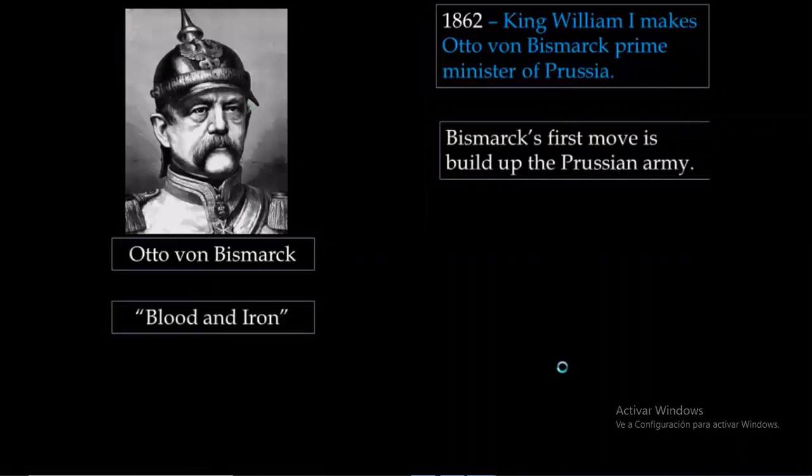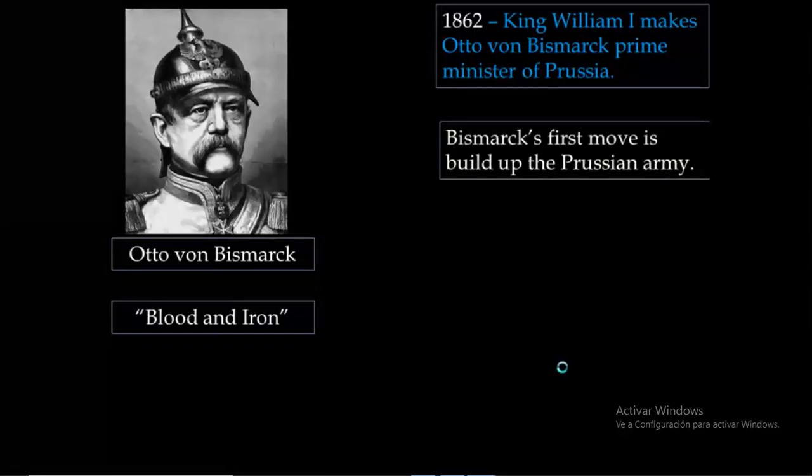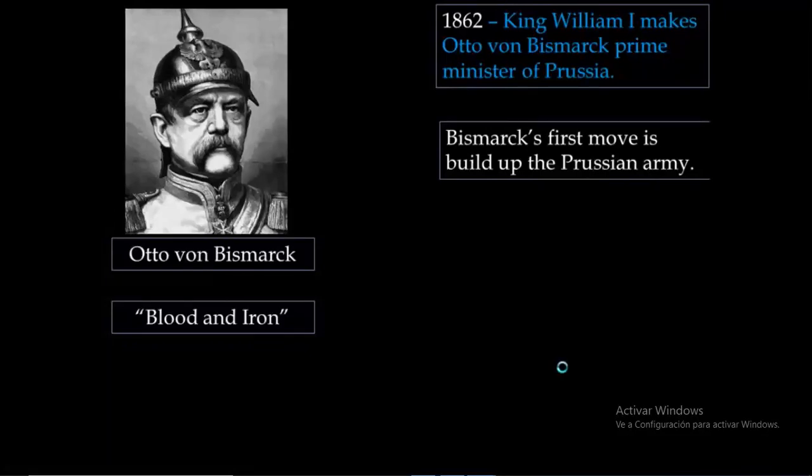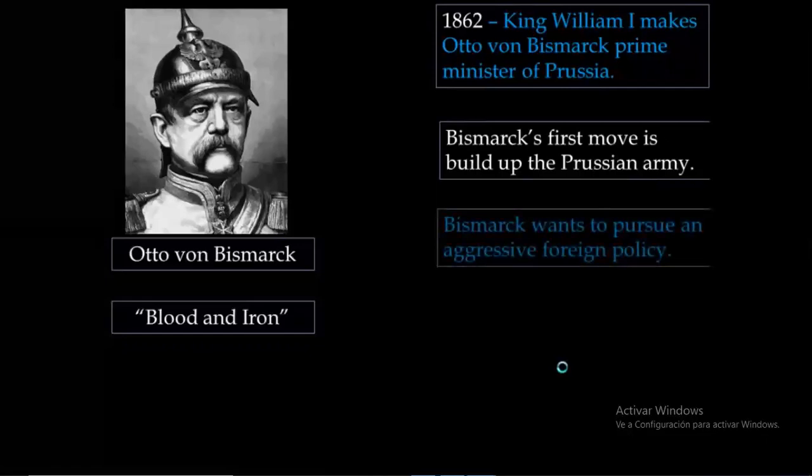And Bismarck is going to give a speech in which he declares Prussia needs to build up its forces based on blood and iron, essentially warfare and industrializing the country. And so his first move is to build up the Prussian army. Only problem is the legislature in Prussia won't pay for this, so he uses money that was supposed to go to other places to build up the Prussian army.